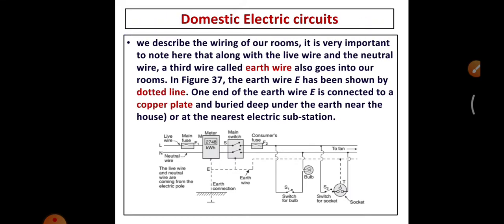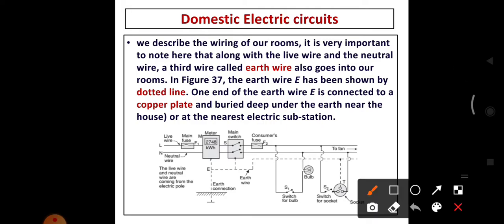We describe the wiring of our rooms. It is very important to note here that along with the live wire and neutral wire, the third wire is called the earth wire. See, this is an earth wire. Along with the live wire and neutral wire, the third one, the earth wire, also goes into our room. See in this circuit, the live wire, neutral wire and earth wire, all three wires go into our room.